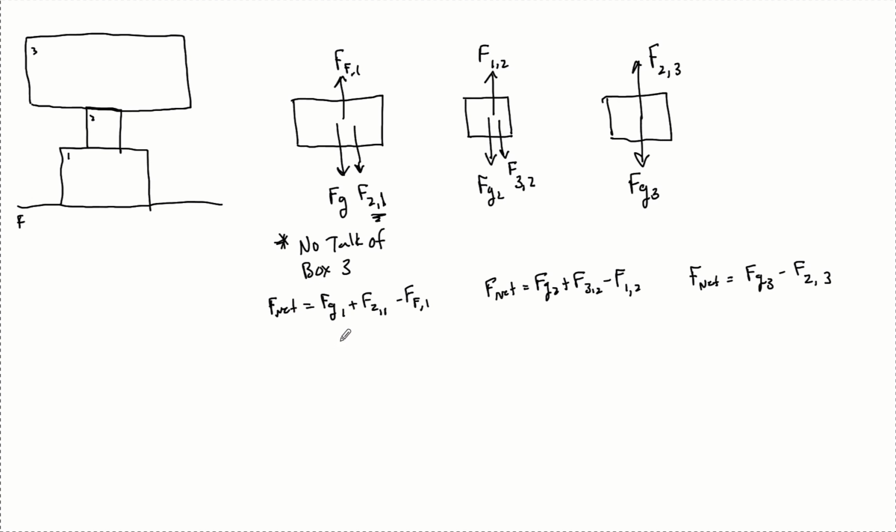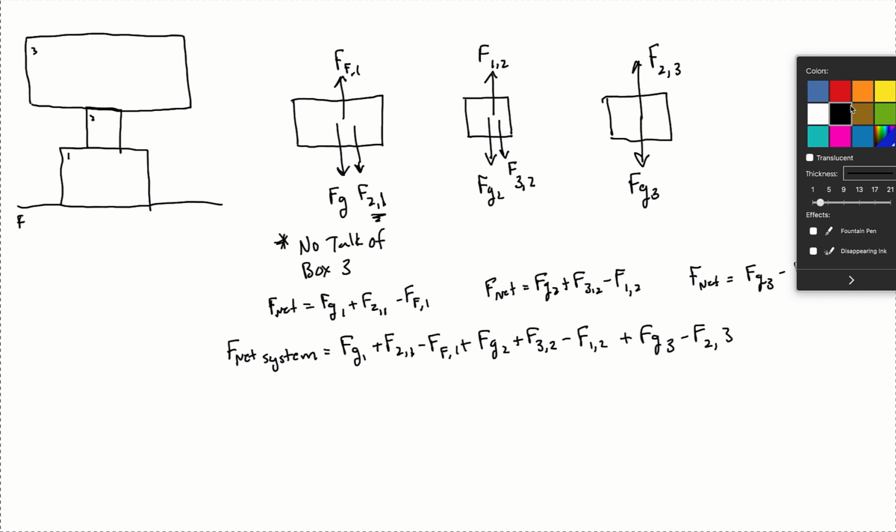You can handle it. So now when I go for the system, the F net of the system is going to be FG1 plus F2 onto 1 minus F floor onto 1, plus, now I'm over here, FG2 plus F3 onto 2 minus F1 onto 2. Now I'm over here, plus FG3 minus F2 onto 3.